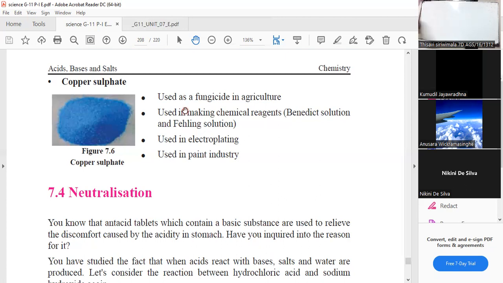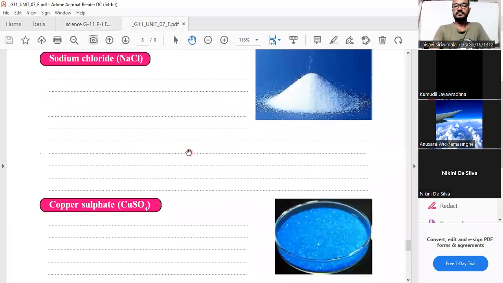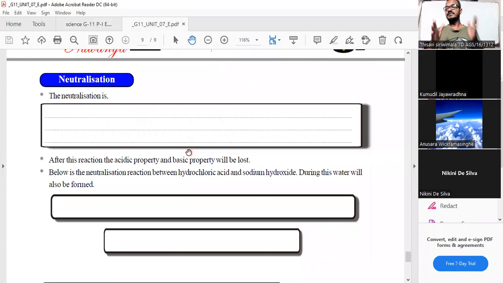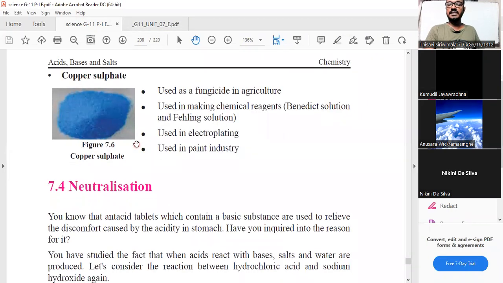Alright. So then comes the neutralization. So the neutralization is the process of combination of H pluses released by the acid and OH minuses released by the base, and finally it will produce H2O. So that is the process of neutralization. So at the end, acid will lose the acidic property and the base will lose the basic property, and a neutral salt will be produced. The neutralization is a killer definition.